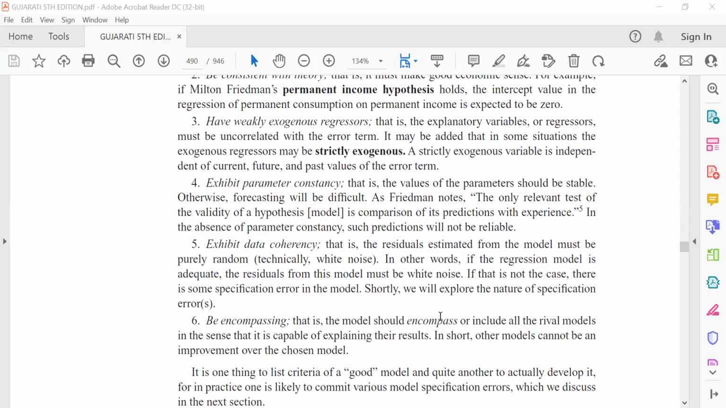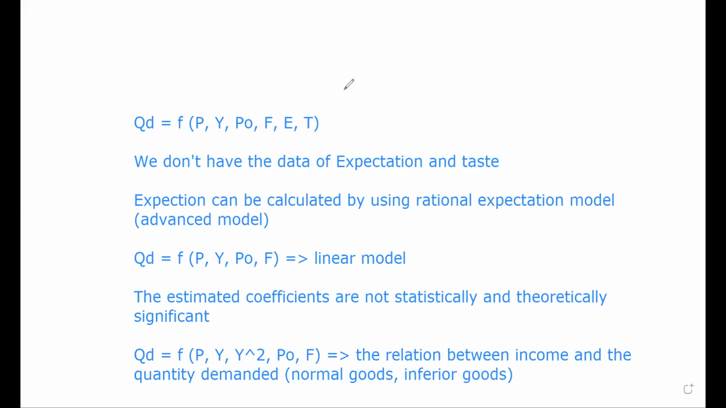The model should encompass or include all the rival models. This is a rival model, this one. One of the rival models.